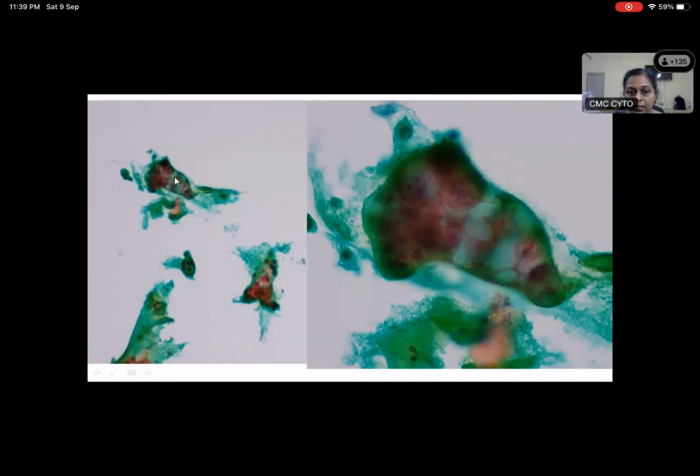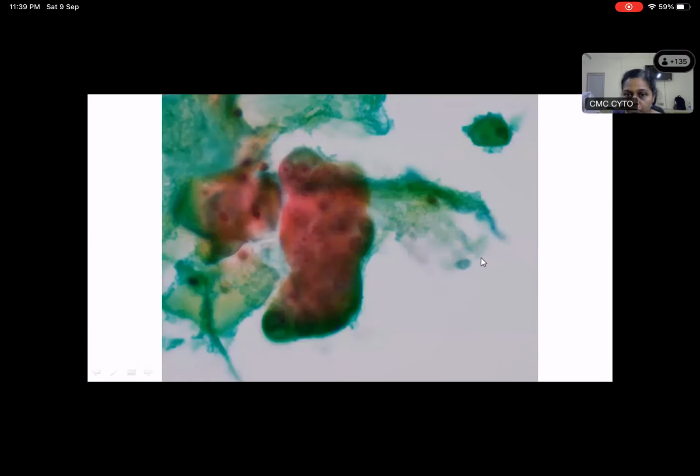Again, what do you see here? This is a small low power view. This is a higher power view of the same cluster. What is catching your attention? More prominent vacuolations and the multiple prominent nuclei as well. Prominent nucleoli are there, and you can see that the chromatin is not very clearly seen, but there is coarseness of chromatin also. Here again, you can see that there is vacuolation, prominence of nucleoli.